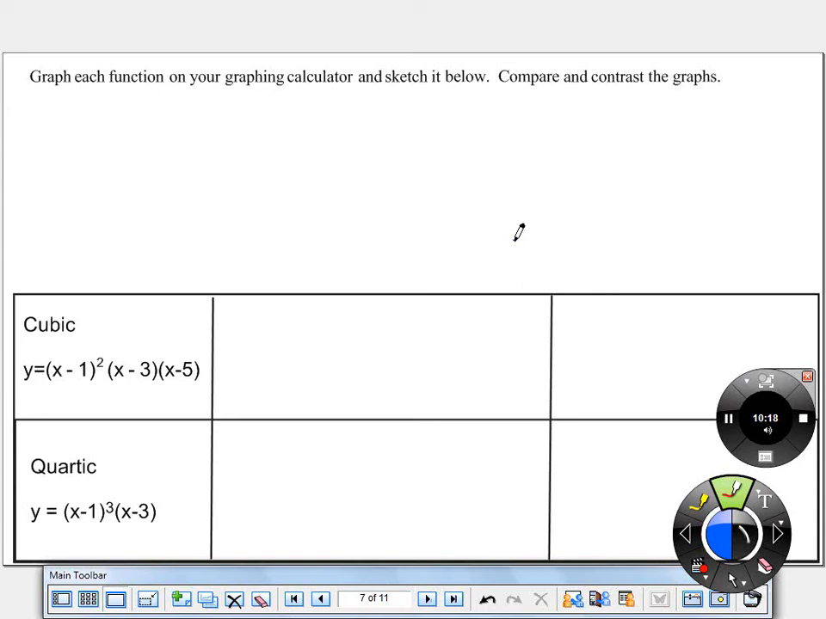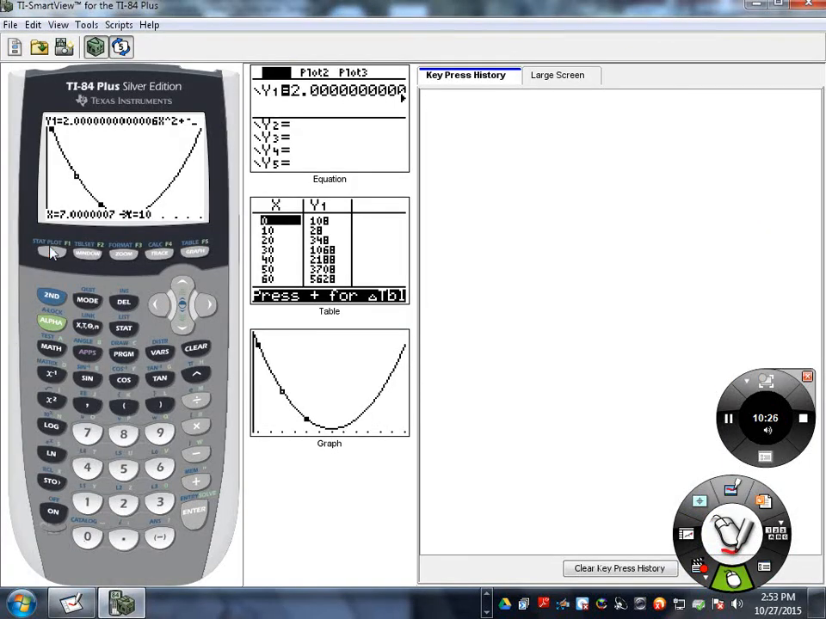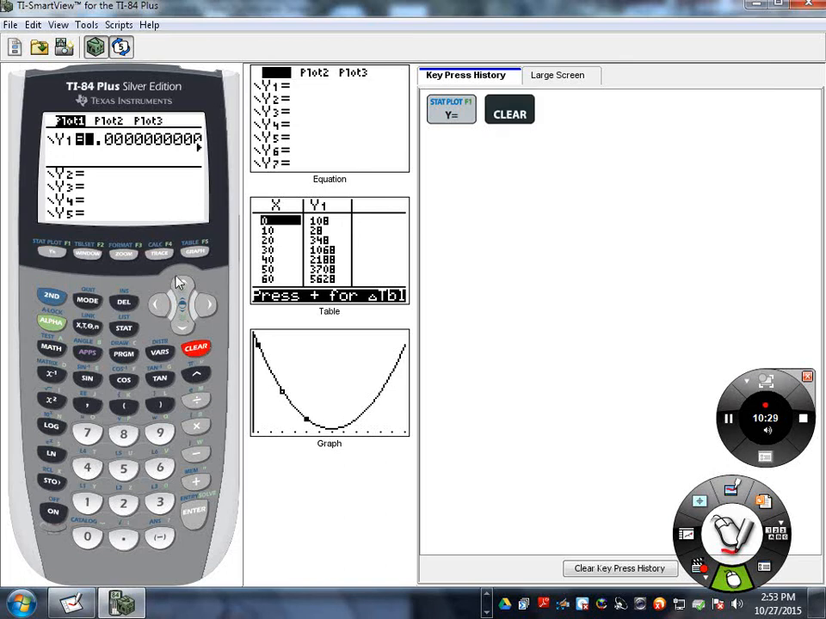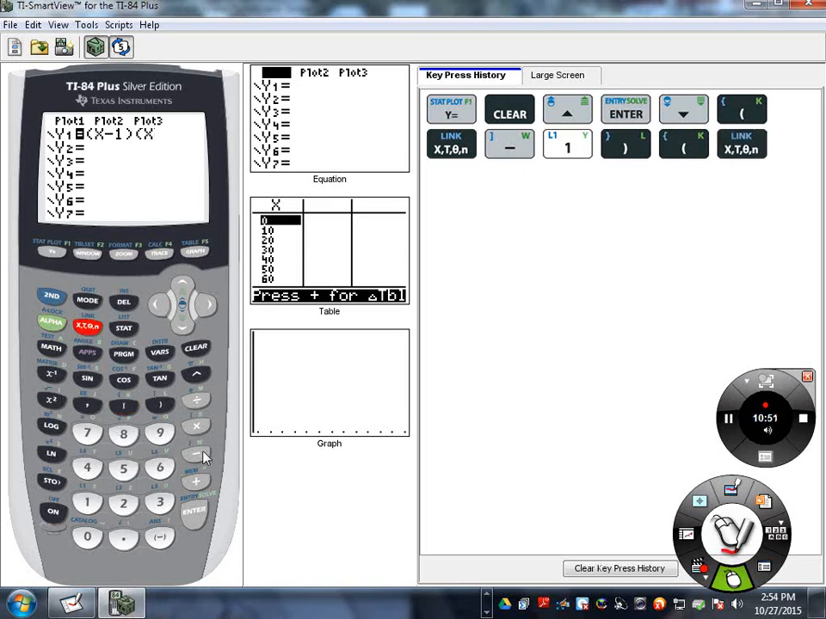Okay? So let's go ahead and enter these equations into the calculator. In our calculator, I'm going to go to y equals. I'm going to clear out any equation that's there. I'm going to turn off my plots if I've been graphing data. I'm going to type in the first equation, which was x minus 1 to the second power, multiplied by a factor of x minus 3, and that would be multiplied by a factor of x minus 5.